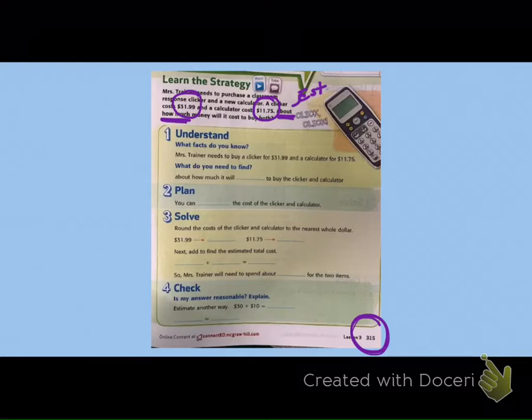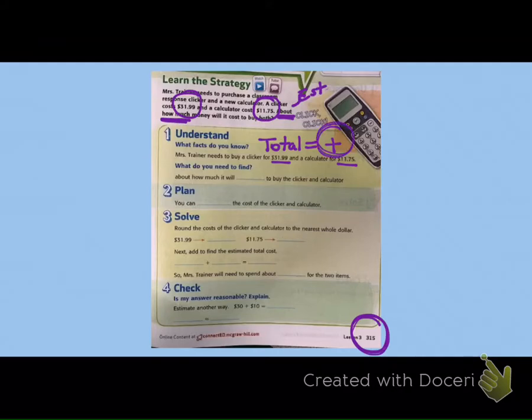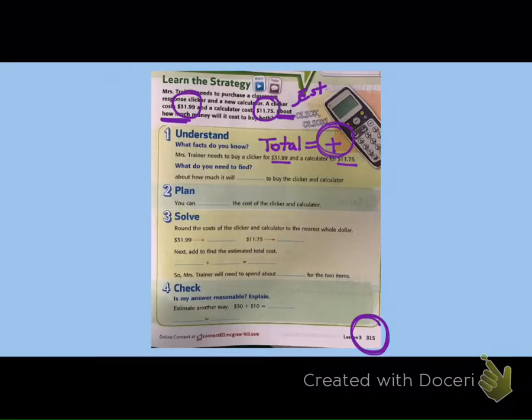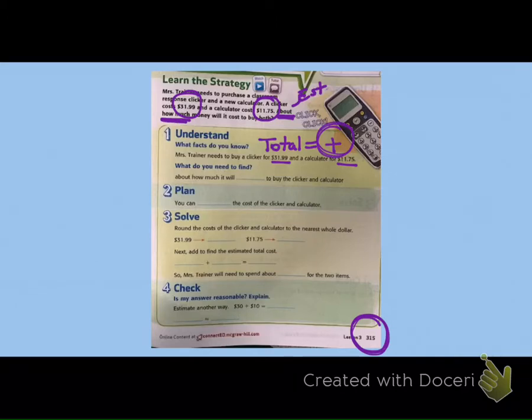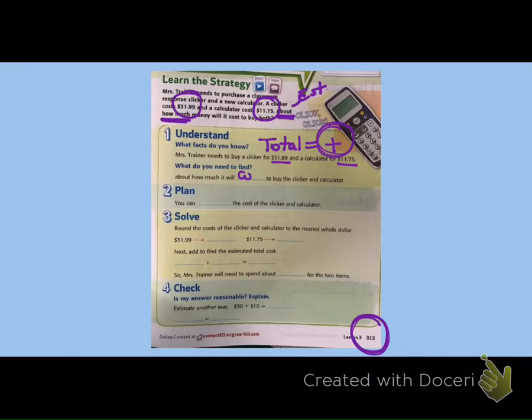So first off, what facts do we know? We know that she is going to buy a clicker, like we've talked about, and a calculator. And how are we going to find this out? Well, whenever you are finding a total, and that's what we're finding, right? A clicker and a calculator. Whenever you're finding a total, many of you already know, total equals a plus sign. We are going to be adding. So, what do we need to find? About how much it will cost to buy the clicker and calculator. I guess cost is what they want us to put there, something like that.